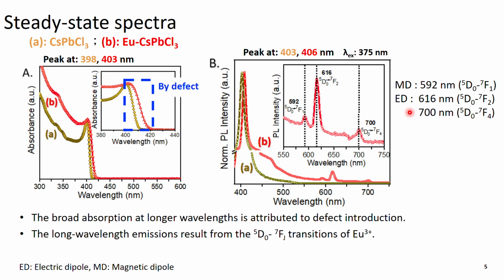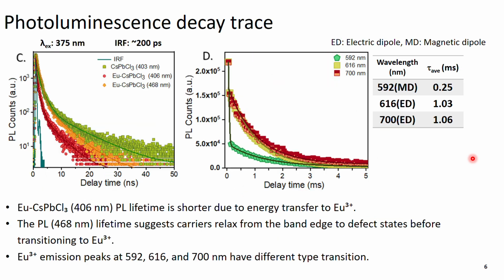So on the next page we will see that the different wavelengths have different dynamics, and that the two different types of transition have different dynamics. So this page is the photoluminescence decay trace.